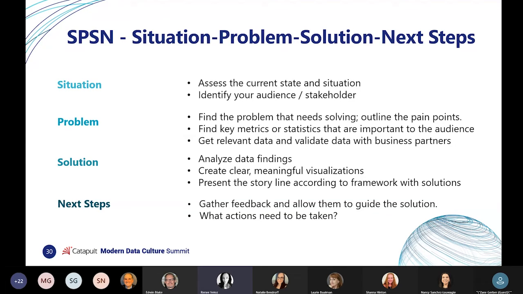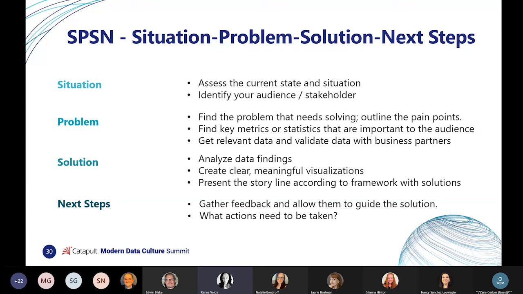So the situation: assess the current state and situation. We kind of talked about that already, identifying your audience, your stakeholder, and what the situation looks like. And then find a problem that needs solving, outlining the pain points and looking at key metrics that are important to the stakeholders. And then getting relevant data and validating that data with the business partners in the problem part.